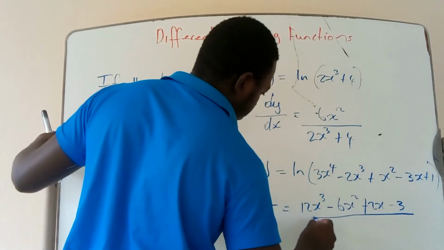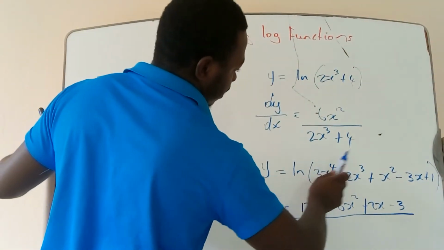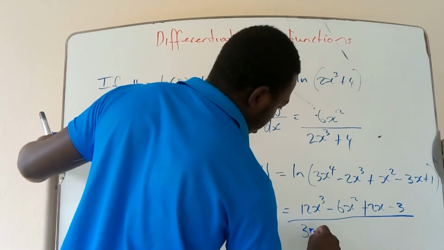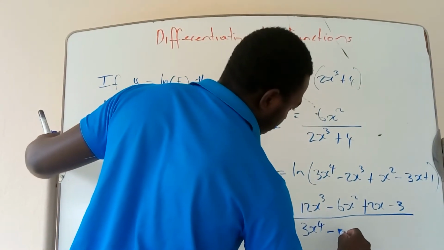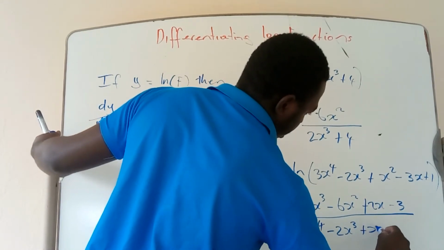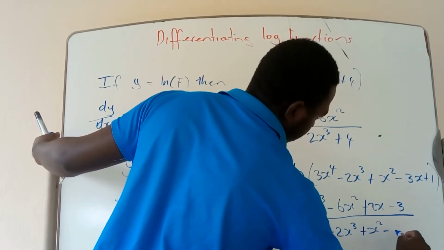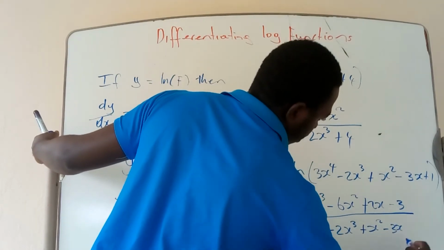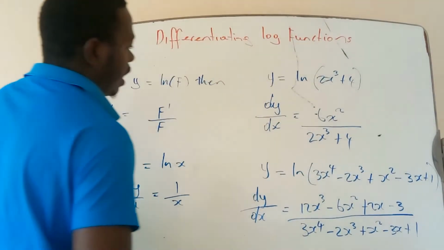So all of this over all of this in the bracket, which is just 3x to the 4th minus 2x cubed plus x squared minus 3x plus 1. And that's it.